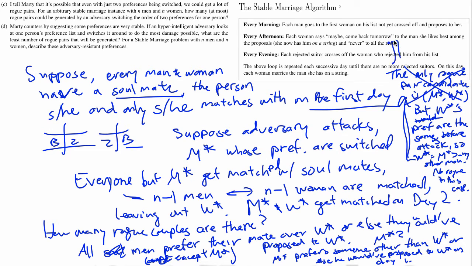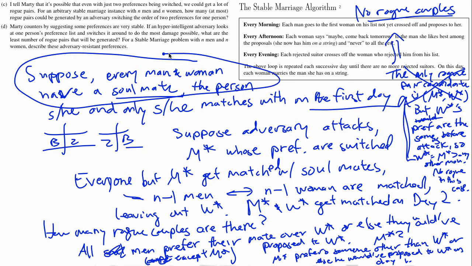Which means that in general, there are no rogue couples for this pairing after the attack, for a pairing where every man and woman have a soulmate. That solves problem 6D.